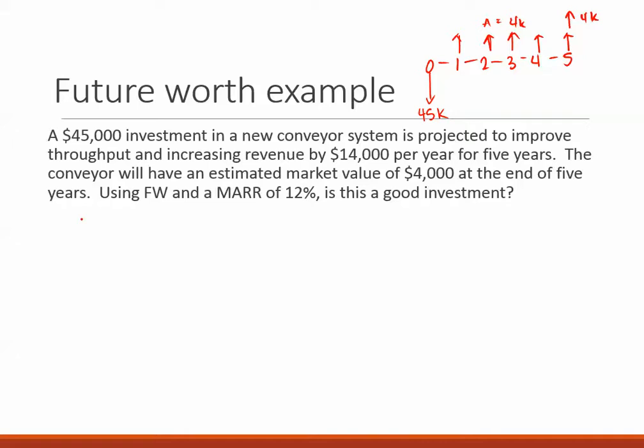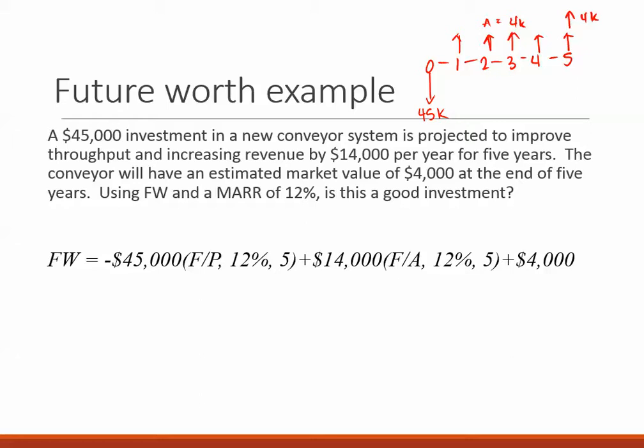So how do we calculate future worth? Well, when we calculate worth, any outflow should be negative and inflow should be positive, unless we're calculating just benefits or just costs, in which case everything would be positive. But when we have both, it's a good rule of thumb to do negative for the outflows, meaning arrows going down, and positive for the inflows, arrows going up.